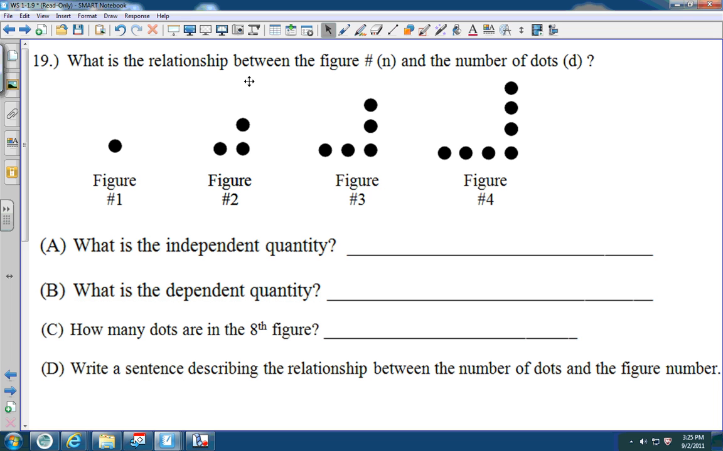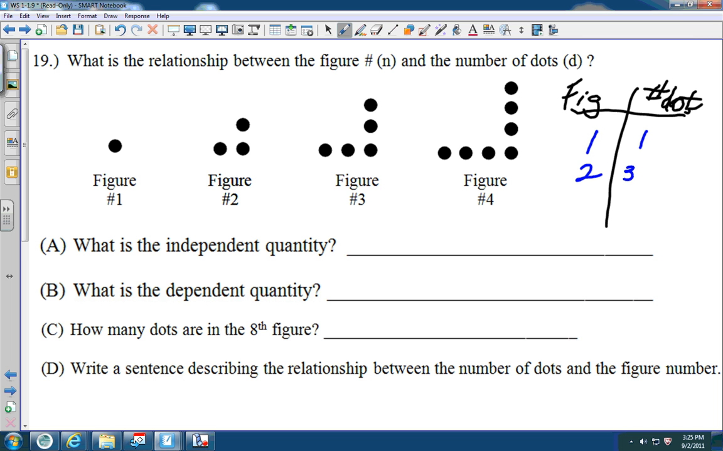Now it says, what is the relationship between the figure number and the number of dots? Well, if I went to make a table, first thing I would have is the figure number and then the number of dots. The first figure number has 1 dot. The second has 3. The third has 5. And the fourth has 1, 2, 3, 4, 5, 6, 7.